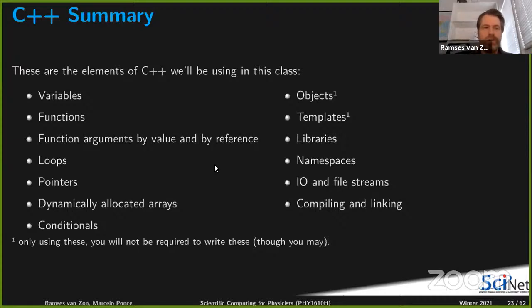So we're going to look at variables, functions, loops, pointers, which we will use a little bit, dynamically allocated arrays, conditionals, objects, and templates. The objects and templates are really things that are very C++, but that we won't be writing much of, but we'll be using them. So we'll cover those. Libraries that come with C++, and a few other things.